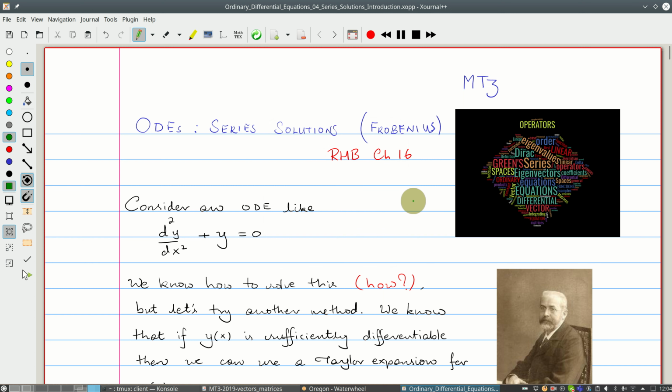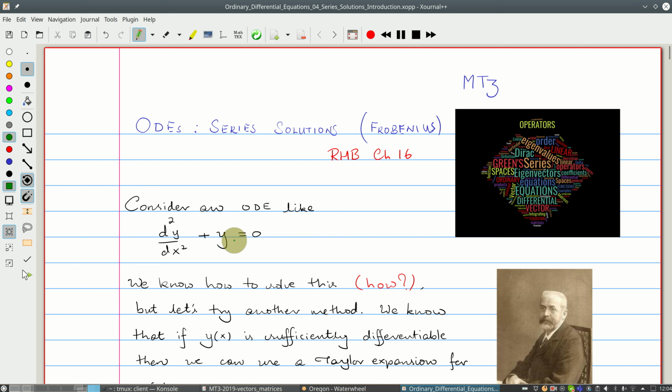In this lecture we'll be looking at solving ordinary differential equations using series solutions, or the method of Frobenius. Now this is going to be just an introduction to the technique. In subsequent lectures we will look at more rigorous ways of using these techniques. But here we just want to see what it's like.